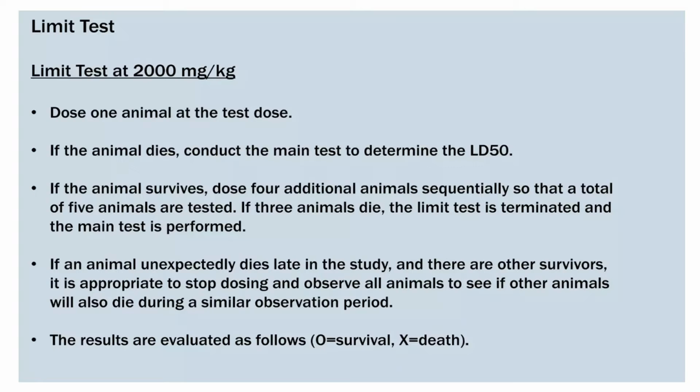Limit test at 2000 mg per kg. Dose one animal at the test dose. If the animal dies, conduct the main test to determine the LD50. If the animal survives, dose 4 additional animals sequentially so that a total of 5 animals are tested. If two animals die, the limit test is terminated and the main test is performed. If an animal is expected to die later in the study and there are other survivors, it is appropriate to stop dosing and observe all animals to see if the other animals also die during the similar observation period.